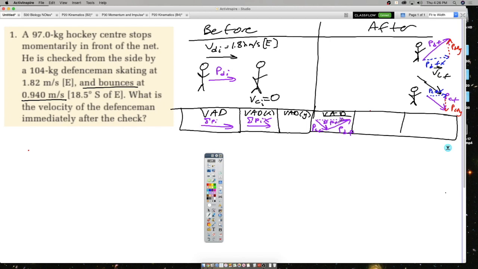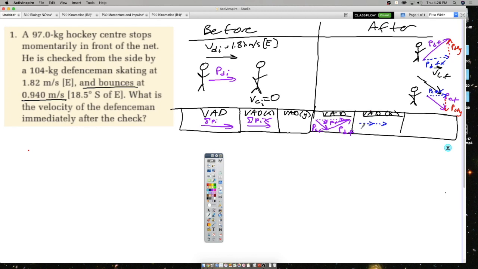But if that's going to be the same, then our x and our y also need to be the same. Momentum must be conserved in each axis, okay? So VAD in our x. Well, how do you get the x component, the resultant x component of anything? Add up the x components of all the vectors that make it up. So we have our final momentum made up of the center's x component final and the defenseman's x component final. So that looks like this.